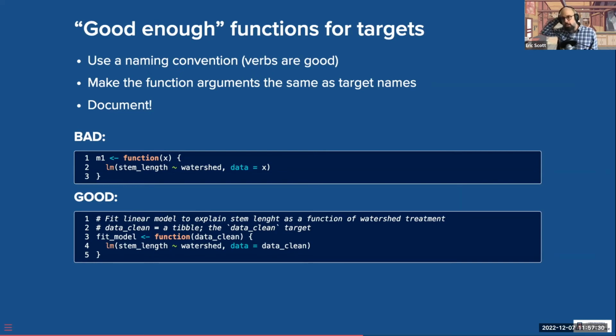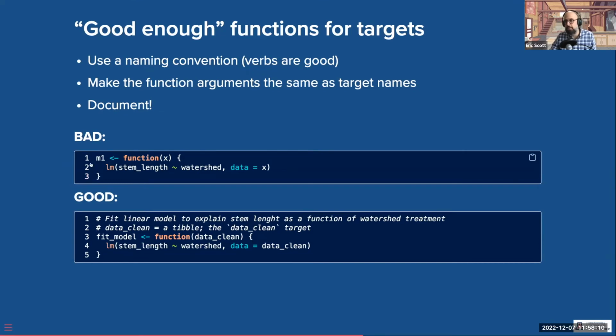But we do want to use some best practices. So it's a good idea to use some kind of naming convention. For example, all your functions that create plots, maybe you should start with the word plot. All your functions that fit a model should maybe start with the word fit or something like that. Whatever your convention is, doesn't matter what you pick, but just pick something and be consistent. I think verbs are a good idea for functions. Make the function arguments the same as target names, I think is a good idea. And that helps you keep track of what that function is supposed to do. And document what your function does, leave comments.